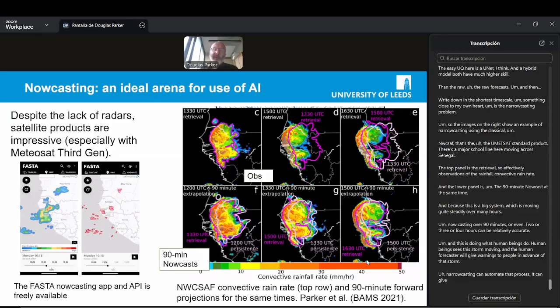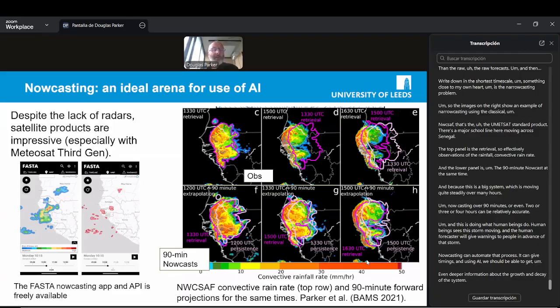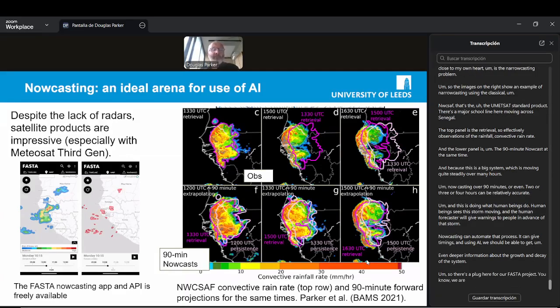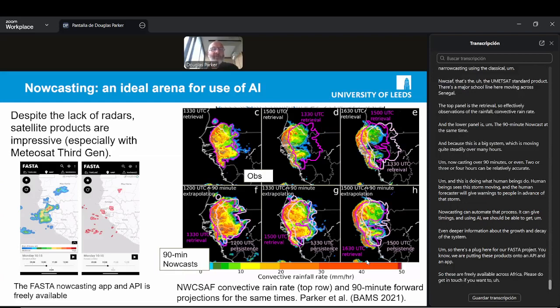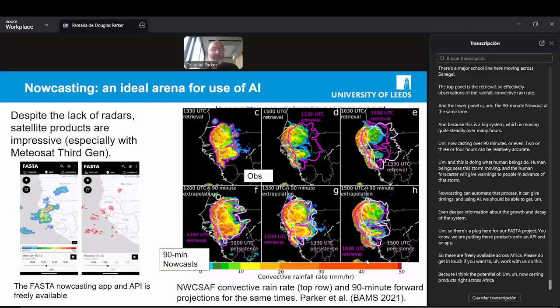It can give timings, and using AI, we should be able to get even deeper information about the growth and decay of the system. So there's a plug here for our FASTER project. We are putting these products onto an API and an app. So these are freely available across Africa. Please do get in touch if you want to work with us on this, because I think the potential of nowcasting products right across Africa is tremendous.